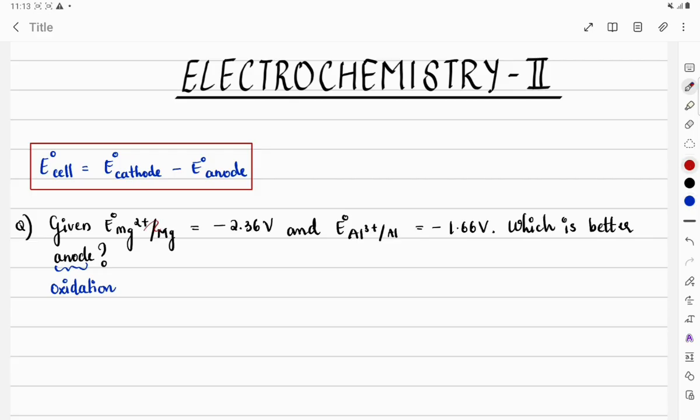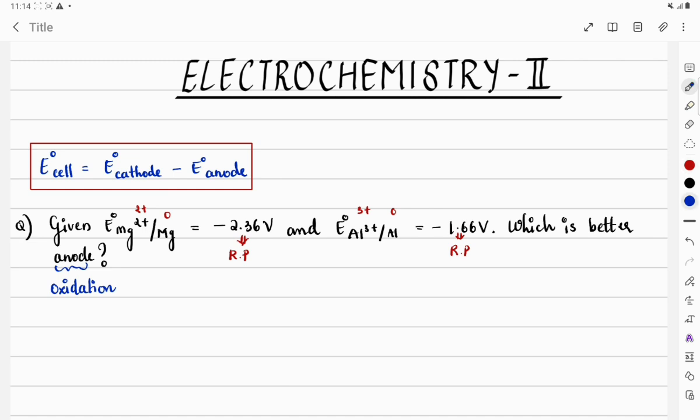If you see in this case, magnesium is being reduced from +2 oxidation state to 0 oxidation state, which means this is obviously a reduction potential. What about aluminium? There the oxidation state is changing from +3 to 0. In the same way, this is also reduction. Hence the given value is a reduction potential of aluminium. So both given values are reduction potentials. We need to find which among these will be a better anode.